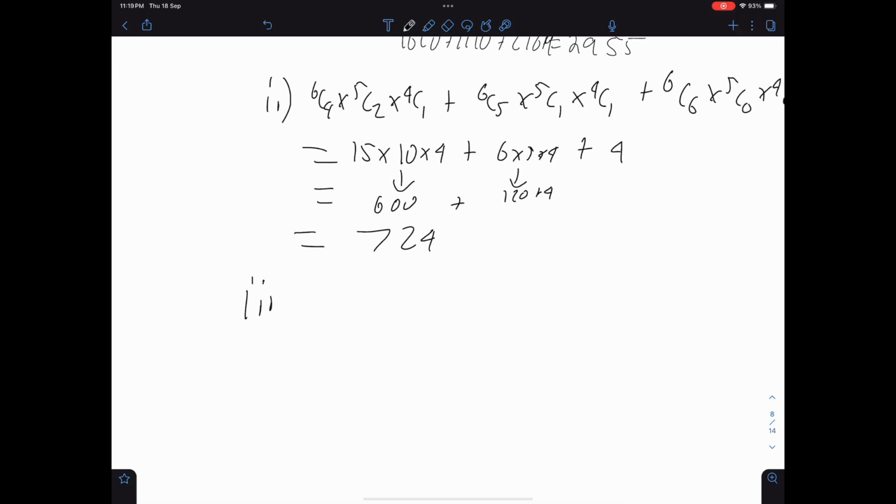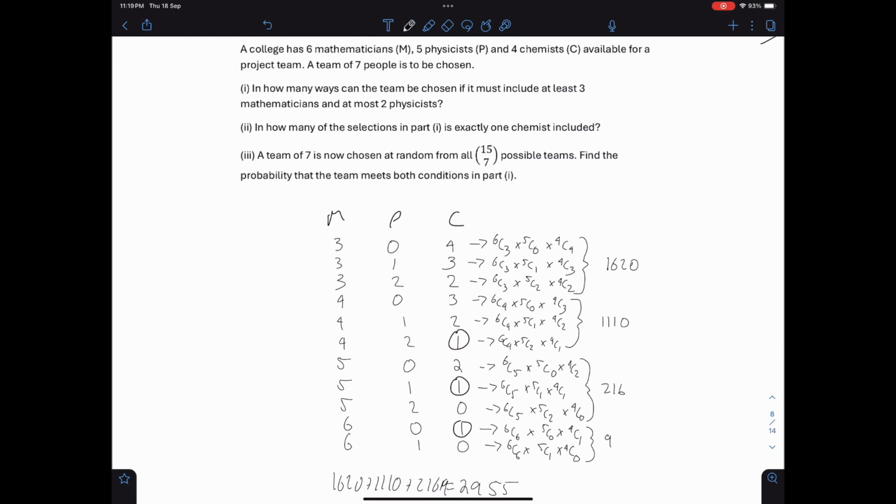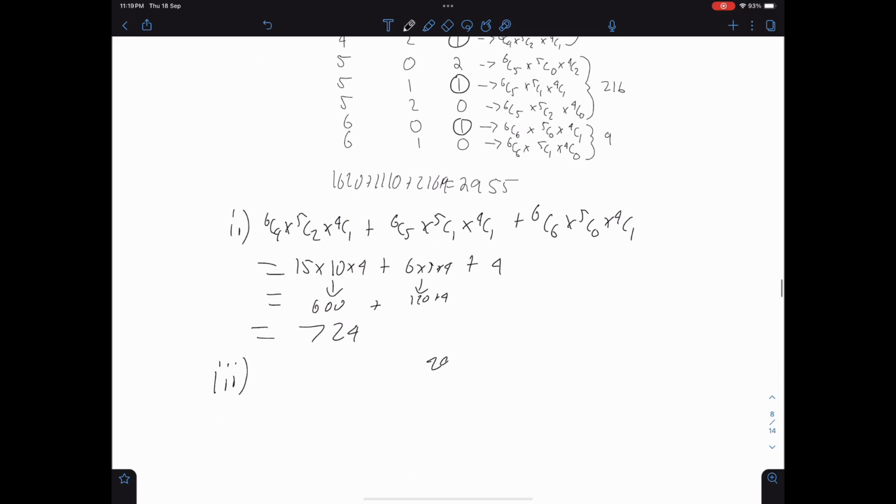Then for the third one, a team of 7 is now chosen at random from all 15, so 15 choose 7 possible teams. Okay, it's just 2955 over 15 choose 7. Now you can write something like probability equals, but that's too much time on such a simple question.